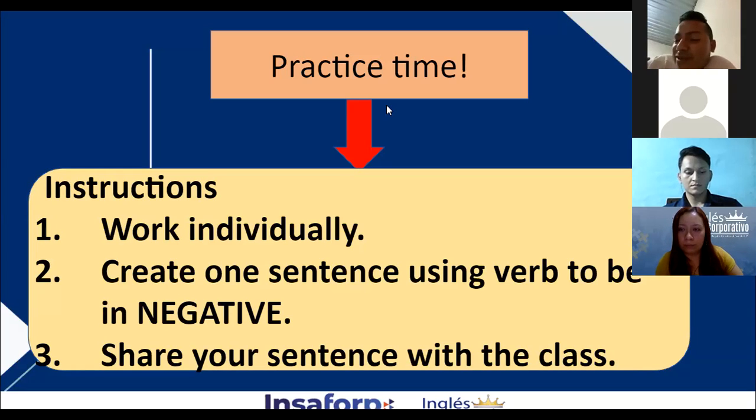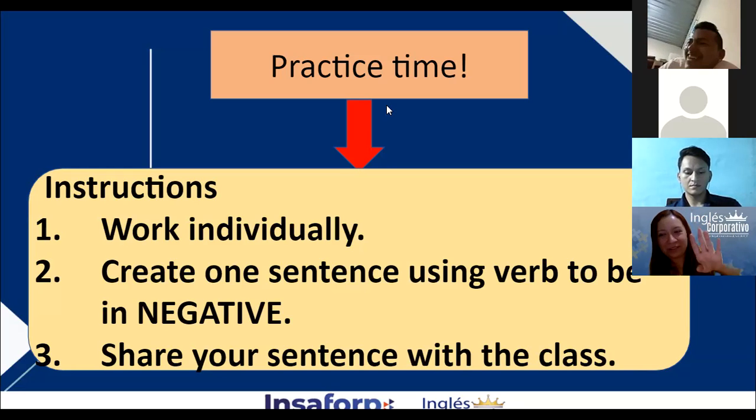Ok, number one, I am not in my work. Ok, very good. Number two, Jason. My brother is not in the house. In the house, perdón. Repítamelo. My brother is not, perdón. In the house.